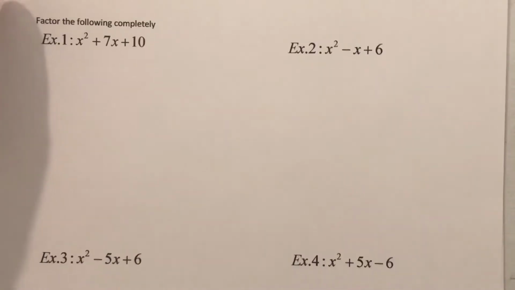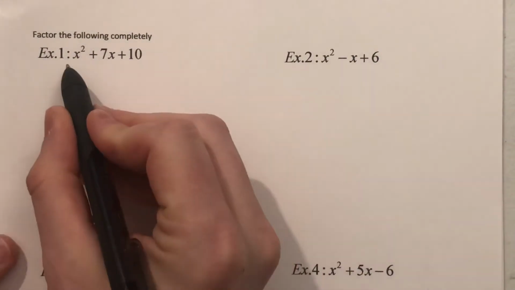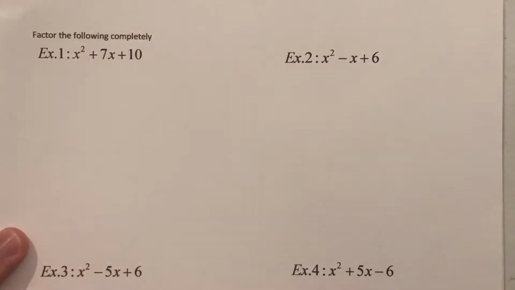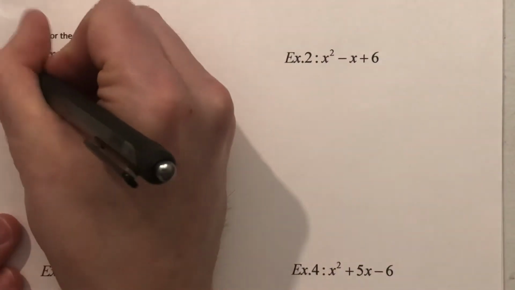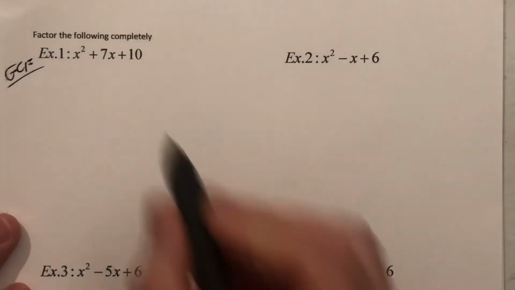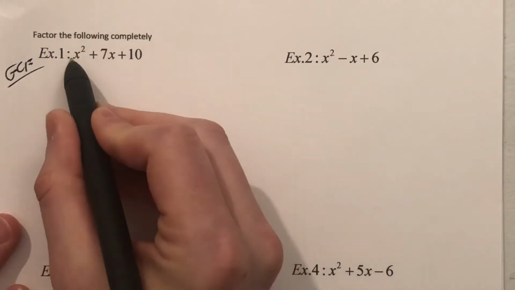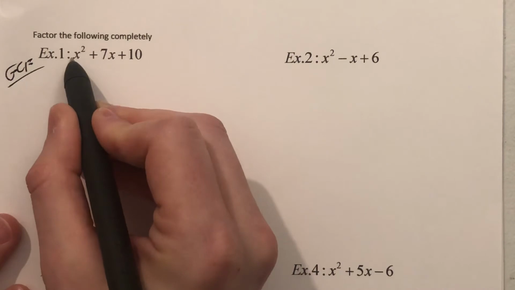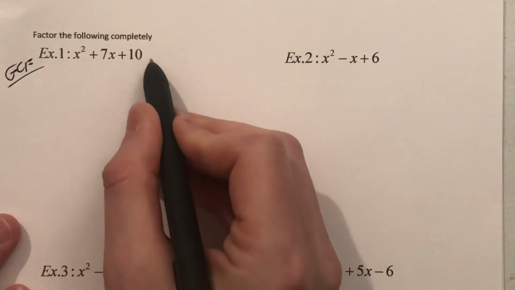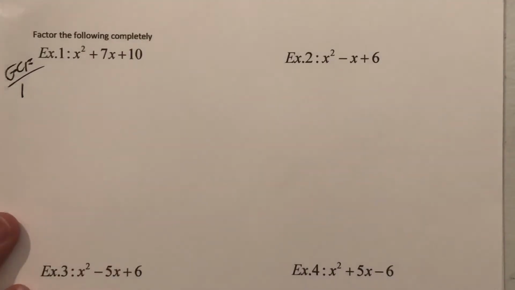All right, so this first one here, x squared plus 7x plus 10, we see the pattern. But remember, before we do anything, first step, GCF. Now, in this pattern, we can't do a number because there is a 1 out front. We can't do an x because there's no x's out back. So GCF is a 1.